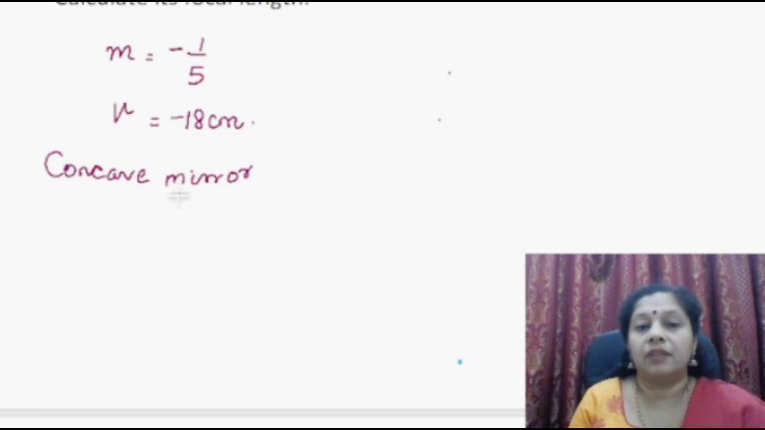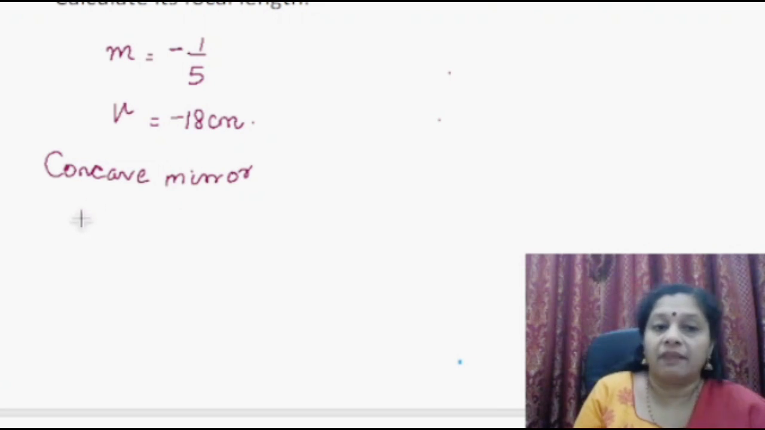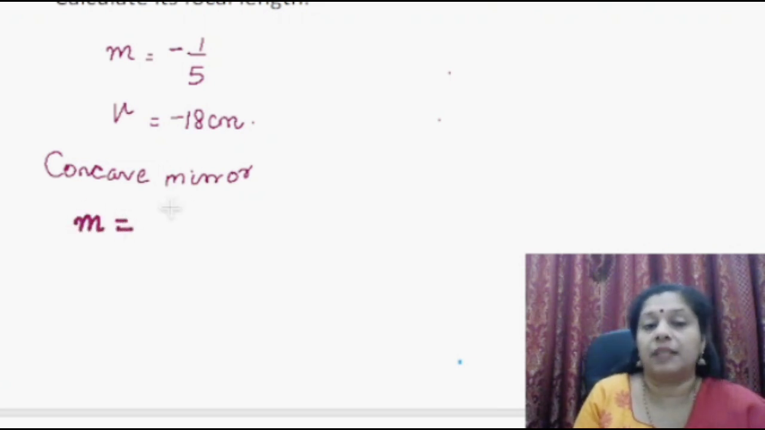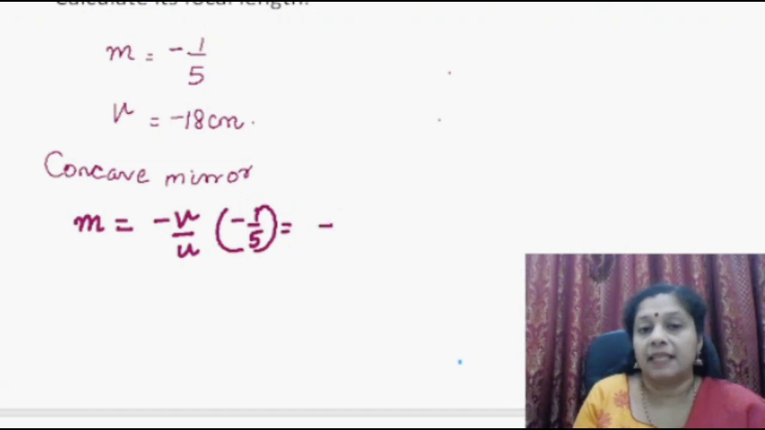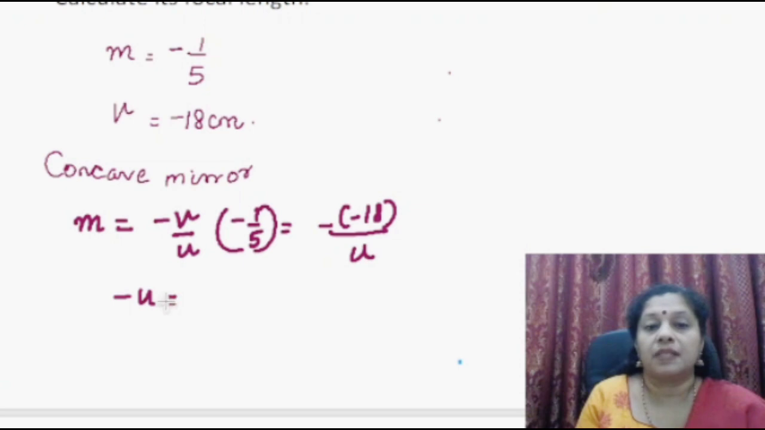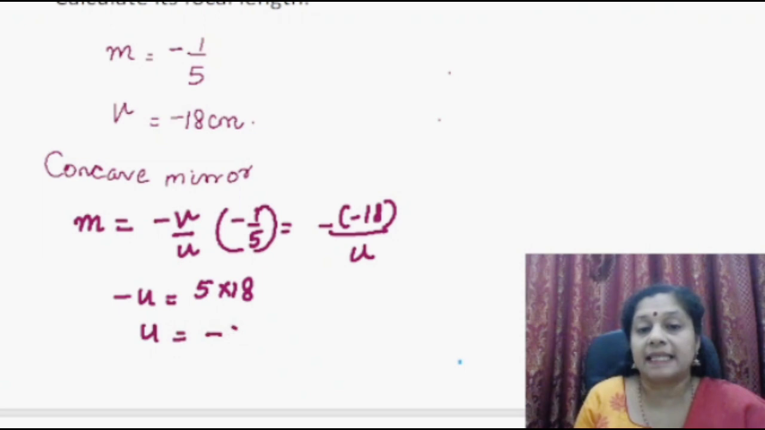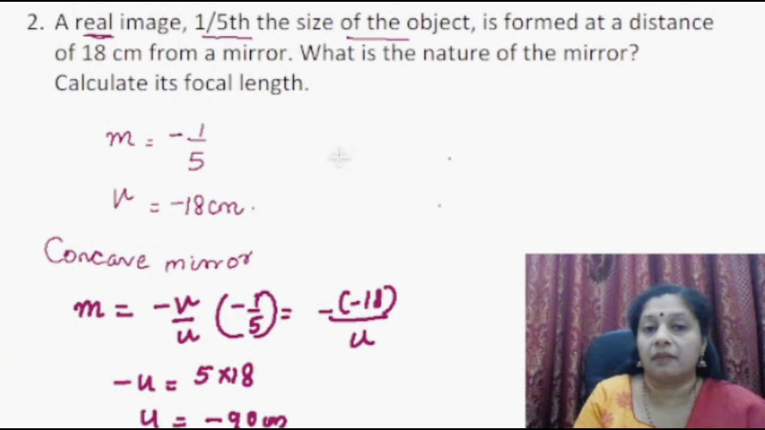So in order to find out the focal length, we have a formula, mirror formula, 1/f is equal to 1/v plus 1/u. But here do we know u? No, u is also not given, only m is given. So we have a formula using v and u, that is m is equal to minus v upon u. That is magnification, minus 1/5 if I substitute is equal to minus 18 upon u. So we can say that minus u is equal to 5 into 18, that will be 90. So u is equal to minus 90 centimeter. So we got u. Now we can substitute this in the mirror formula.